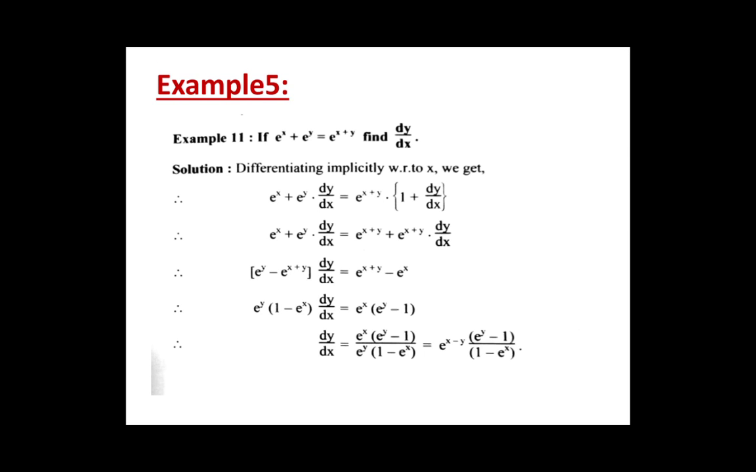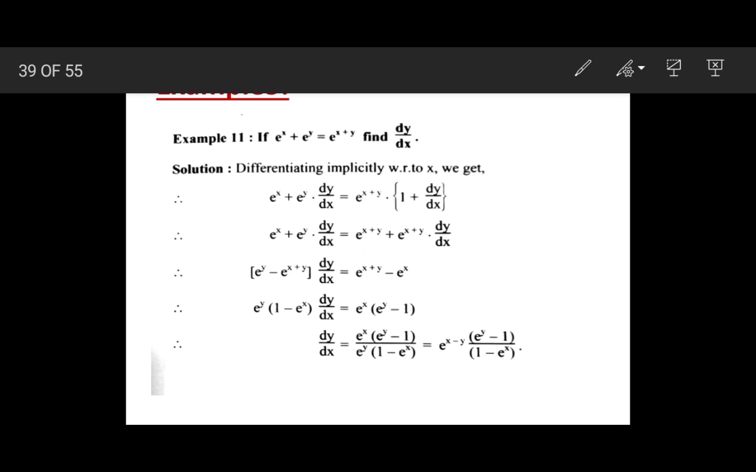See one more example. If e raised to x plus e raised to y is equal to e raised to x plus y, then find dy upon dx. Now differentiating with respect to x, we get derivative of e raised to x as e raised to x, derivative of e raised to y as e raised to y into dy upon dx, and derivative of e raised to x plus y as e raised to x plus y into derivative of (x plus y). So derivative of x is 1 plus derivative of y is dy upon dx.